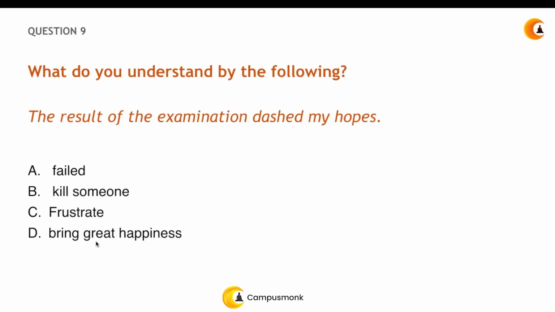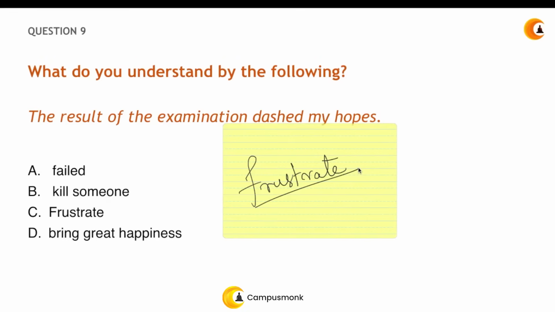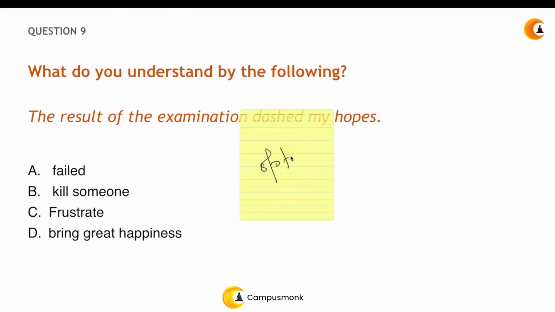Frustrate. Bring great happiness. I don't think that someone's exam result has dashed that person's hope. Like, I hope that I will get 98% and I just got 63%. I don't think it will bring great happiness, right? So the only thing that is left is frustrate. So this entire statement means to get frustrated. The result of the examination dashed my hope means I'm really frustrated. Like, what kind of exam did I give that my result is this bad? Right? So your answer is option number C. That is frustrate.